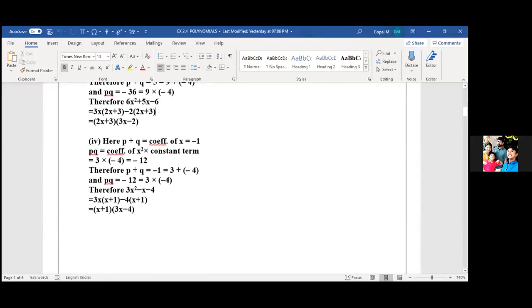We'll go for the fourth one. I think Brinda asked me the doubt for the fourth one. Fourth question, 3x square minus x minus 4. You need to multiply 3 and minus 4. Now take the factors for minus 12. 4 and minus 3, because 4 into minus 3 is minus 12 and 4 minus 3 is plus 1. Ma'am, can we take minus 4 and plus 3? Yes, you can take that, and the sum becomes minus 1. You have to take it like that only, dear. So the answer is x plus 1, 3x minus 4.